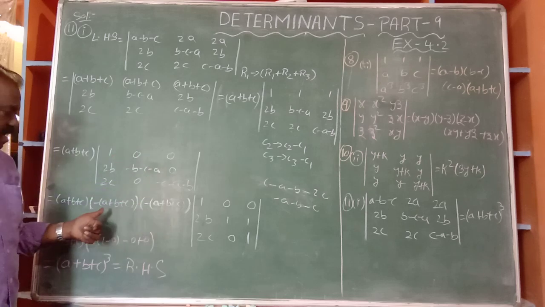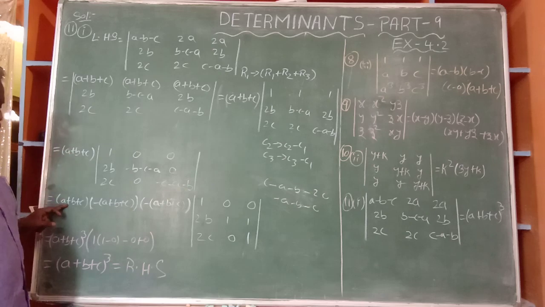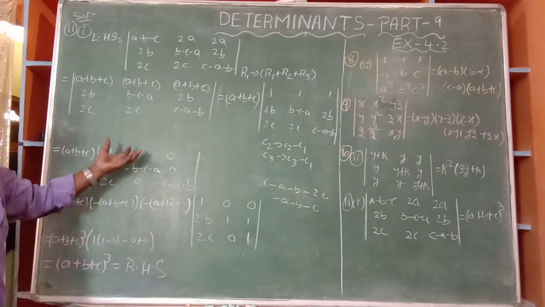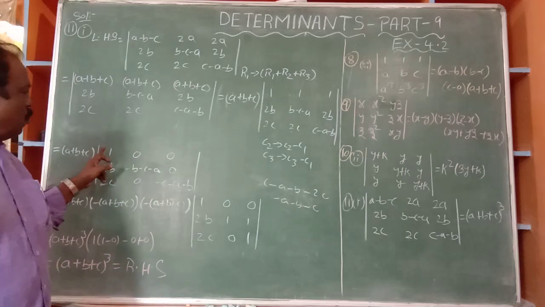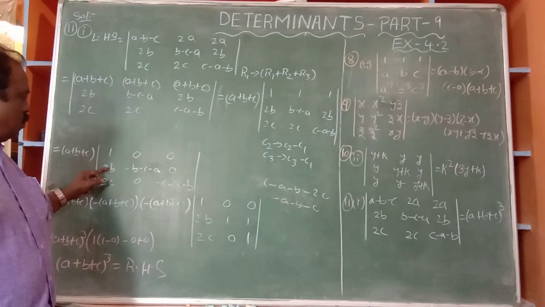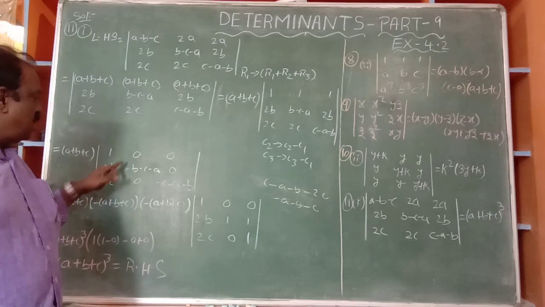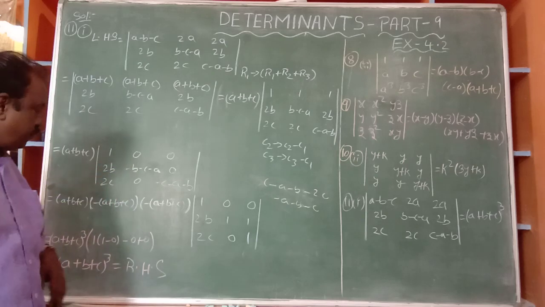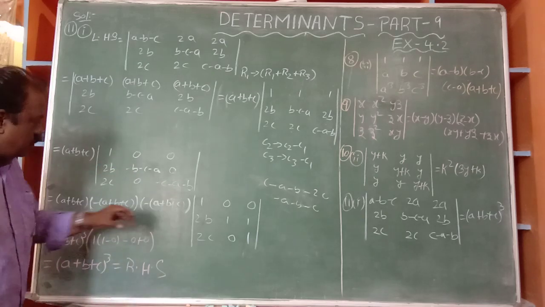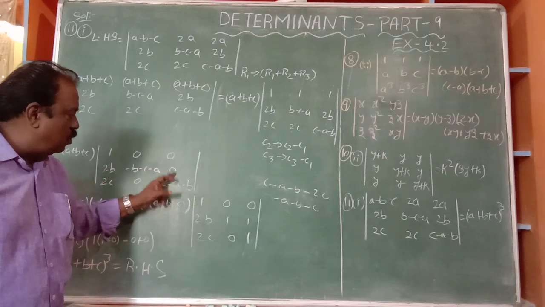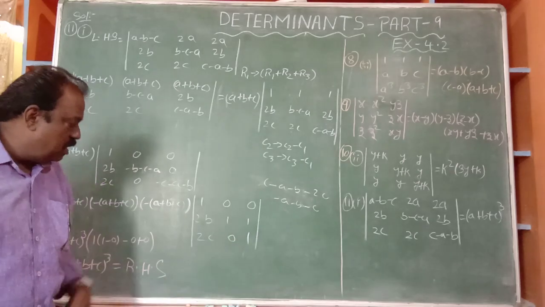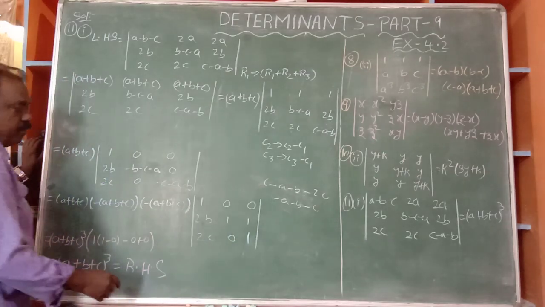Very clearly, already a plus b plus c is common in row 1. After taking common minus of a plus b plus c in C2 and C3, we get 1, 2b, 2c as it is, and then 0, 1, 0, and 0, 0, 1. Now, it is very simple.